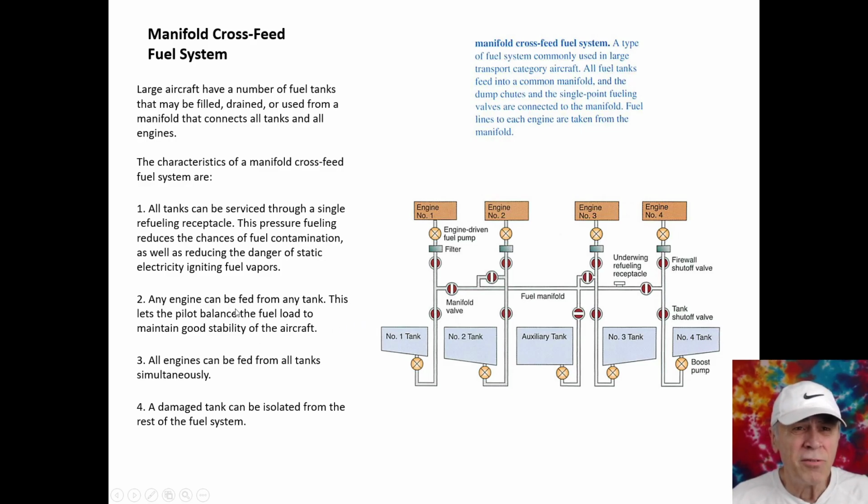That way the pilot can balance the fuel load and not have to drain number 3 for the number 3 engine for whatever reason. Also, all engines can be fed from all tanks simultaneously. So engine number 3 can receive from all, in this case, all 5 tanks. And number 4, a damaged tank can be isolated from the rest of the fuel system. So let's say you got a damage in number 4, you can basically shut that one off and not affect engine number 4.